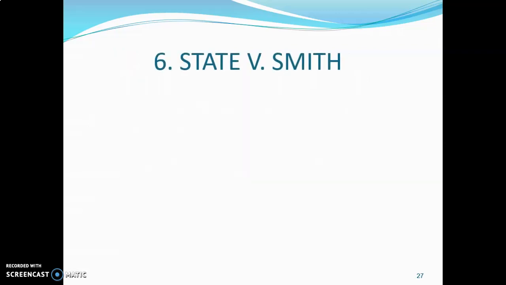So this is part two of chapter six, reviewing the briefs that are due this week. State versus Smith is our next case. In State versus Smith, the court is looking at public safety issues. And the question is whether or not we have a public safety exception to the Miranda rule?